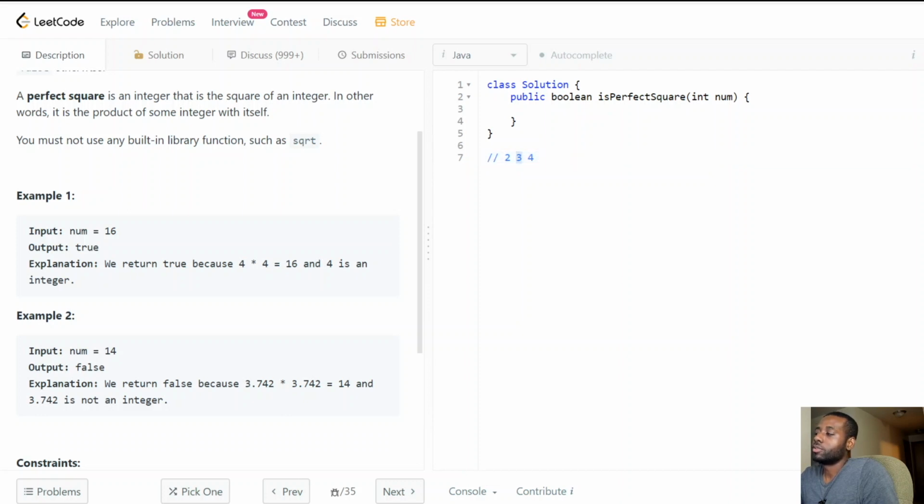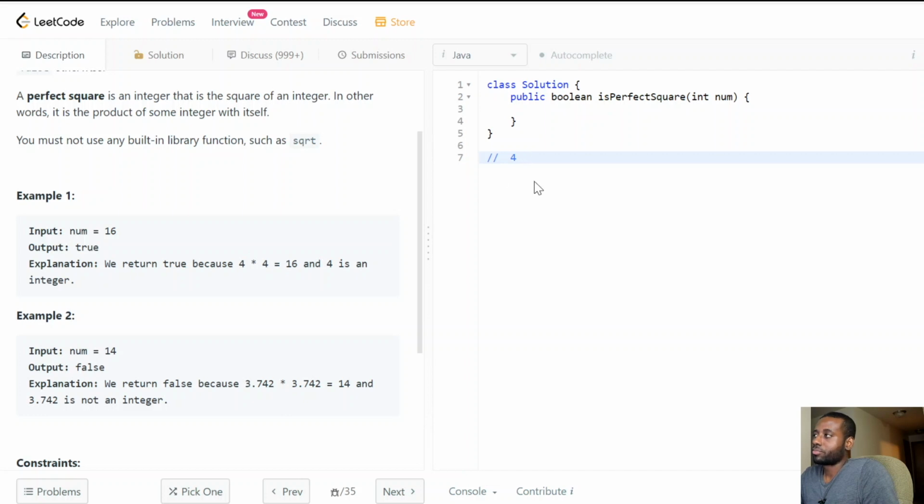Here's 3. Is 3 squared greater than 16? No, it's not. It's less, so we remove that part. Then we're only left with 4. We do binary search and see that it does equal 16. And that's our answer right there, guys. So this is how we would find this one.